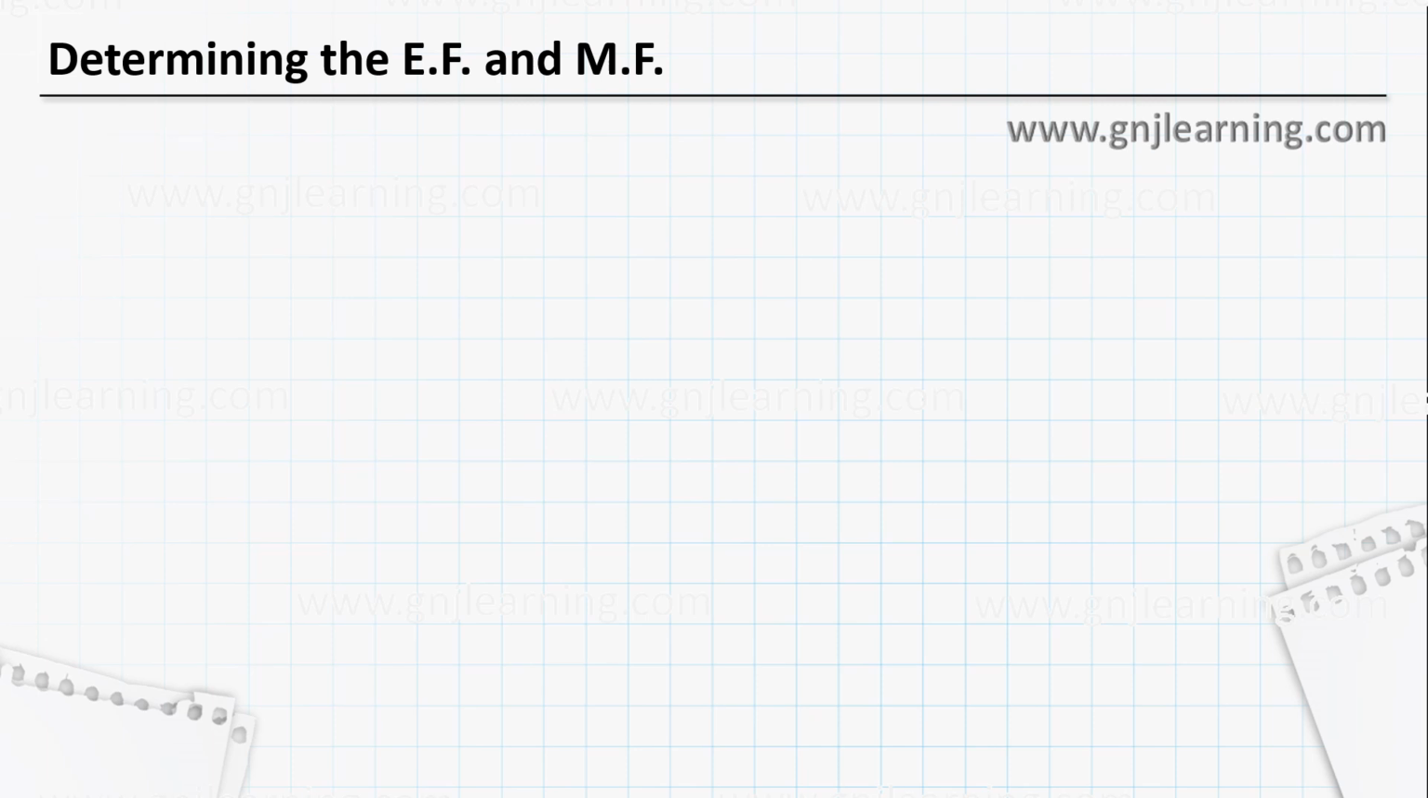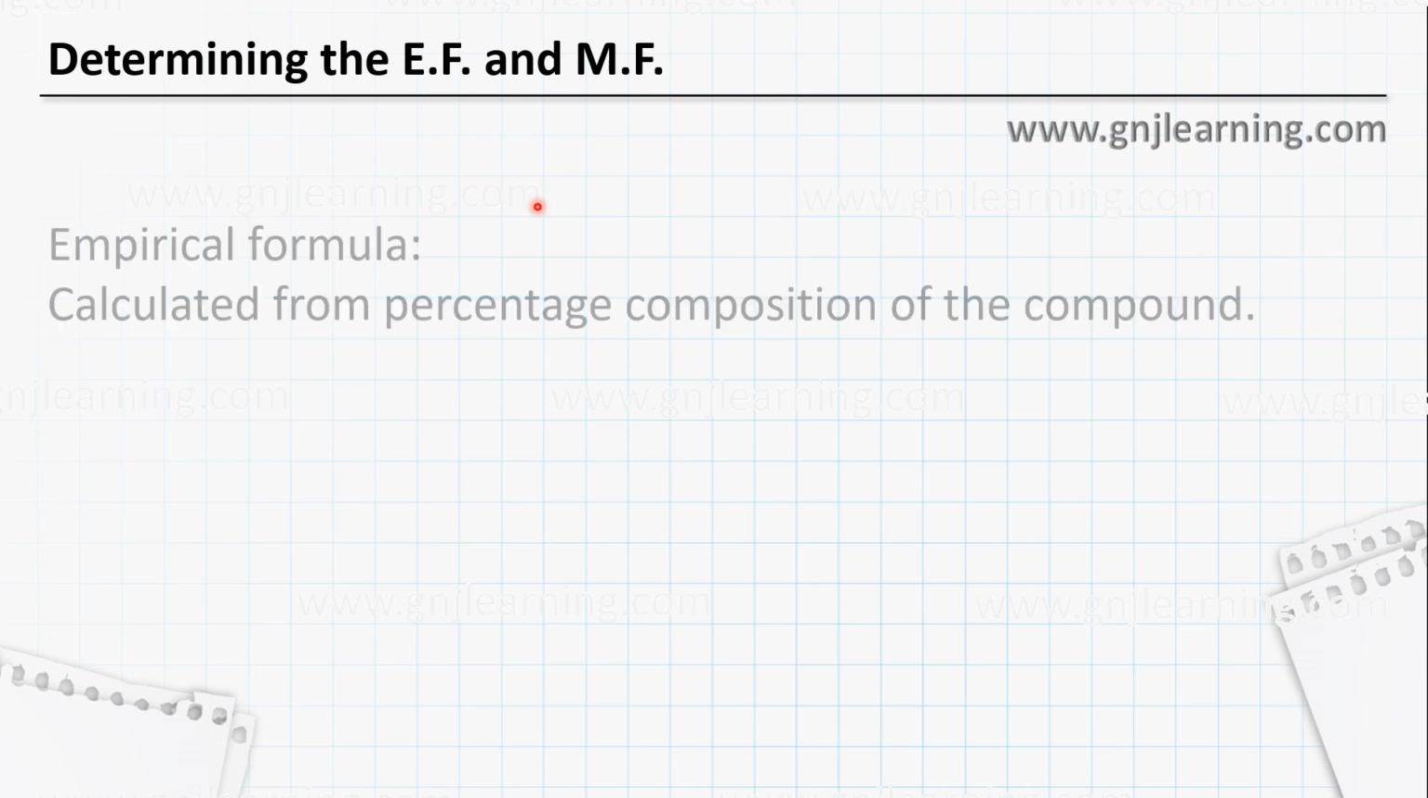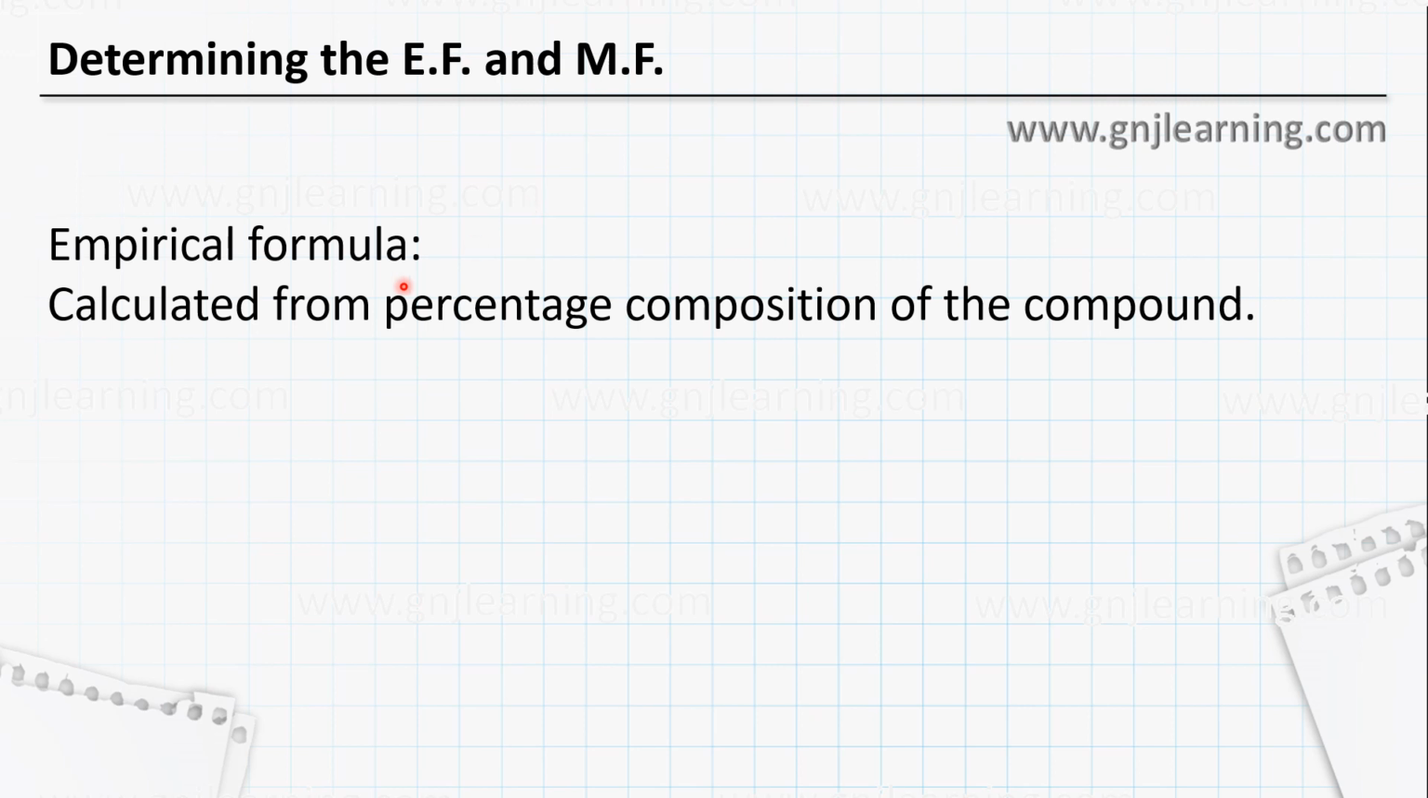So next we are going to determine the empirical formula and molecular formula of compounds, how to determine them. What are the essentials required to determine the empirical formula and molecular formula? Empirical formula can be calculated from the percentage composition of a compound. We have seen how to calculate the percentage composition of a compound. You can calculate the empirical formula from the percentage composition of the compound.